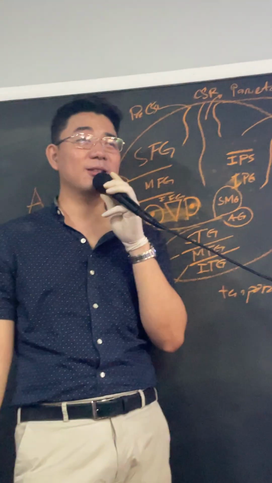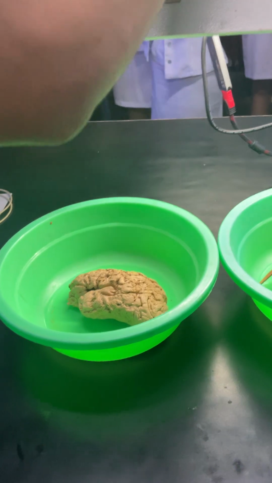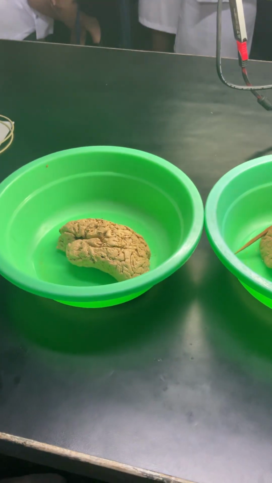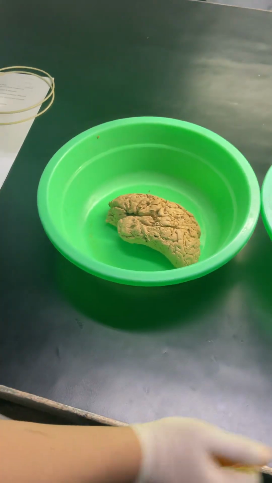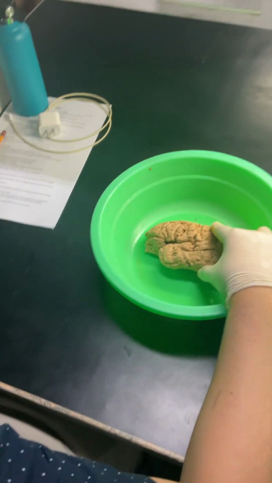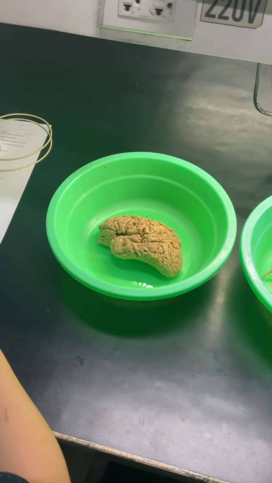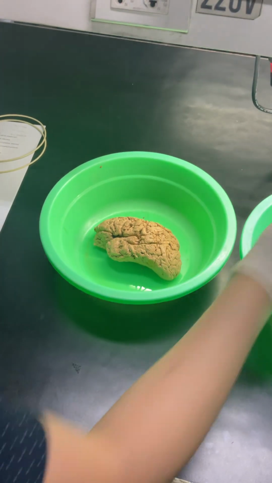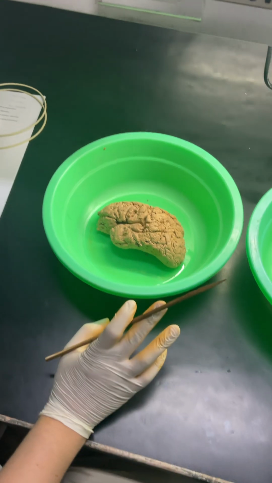This is the dorsolateral surface. Okay, let's translate. If you can see the picture here, it's actually the same as the drawing, only in 3D view.